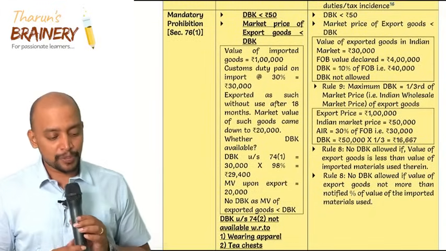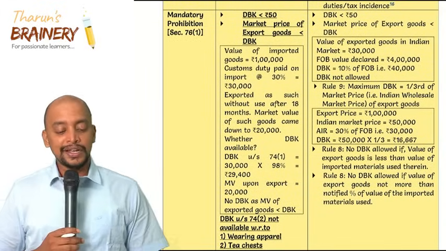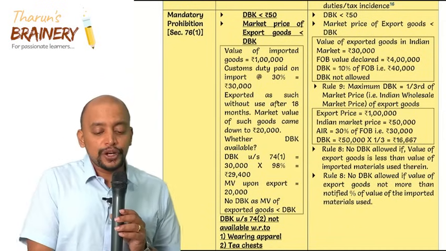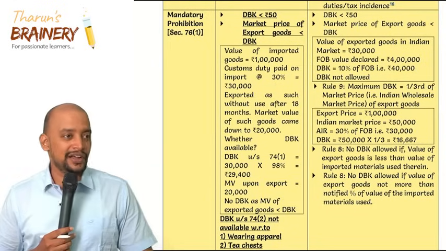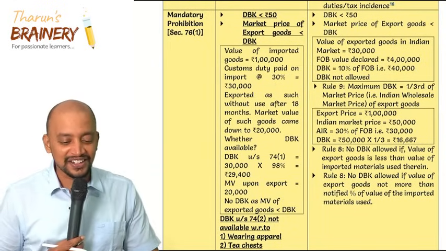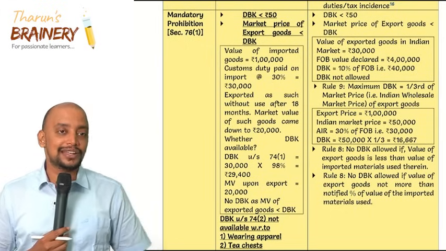Then next third point, you see mandatory prohibition. In few cases you will not get duty drawback. What are those cases? If the amount of duty drawback is less than 50 rupees and all, they will not give here. And market price of the export goods is less than the duty drawback.